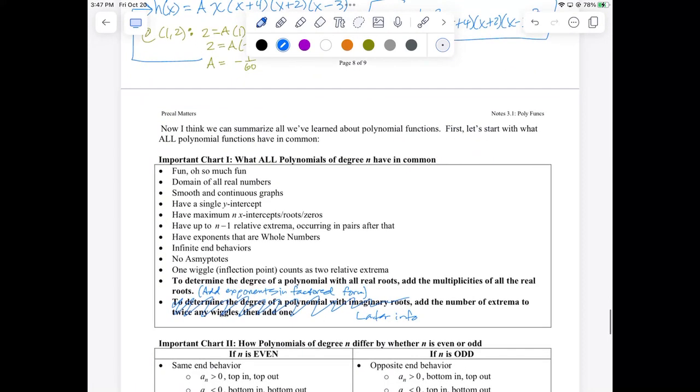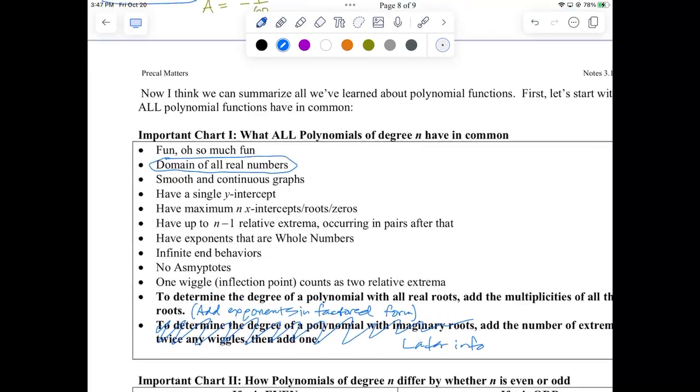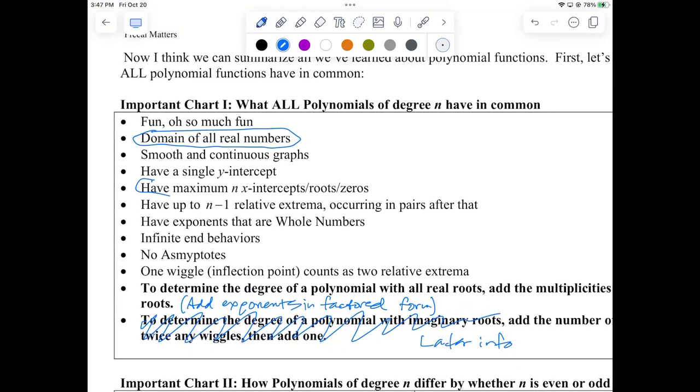All right, let's summarize here. What do all polynomials have in common? Well, number one, they're so much fun. Number two, they have a domain of all real numbers. That's very important. They're smooth and continuous. They have a single y-intercept. They're only going to cross the y-axis once, but they can have multiple x-intercepts, up to whatever the degree, n, is. Those are also called roots. Those are called zeros. They have up to n-1 relative extrema occurring in pairs.